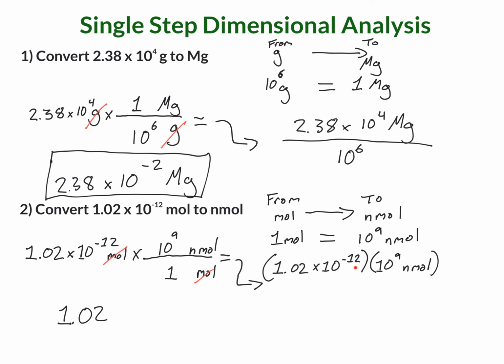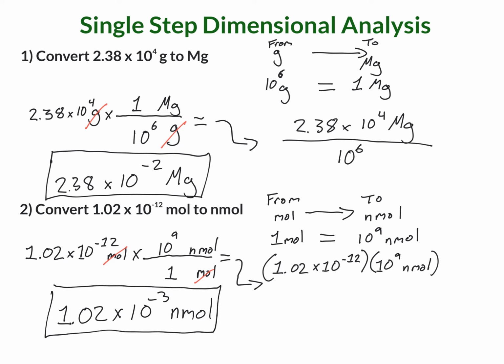Okay? So, what does it become? Well, one step is -11. 2 steps is -10. How many more steps do I got to take? 7 more steps, is that right? So that becomes the negative third. So 10 to the negative third, and we can't forget our unit of measurement, nanomoles. Right?